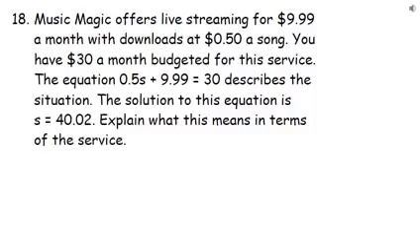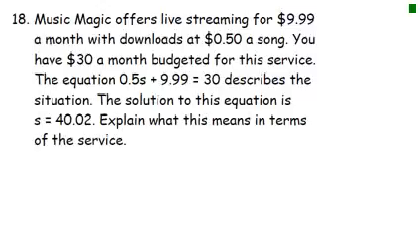Number 18, Music Magic offers live streaming for $9.99 a month with downloads at 50 cents a song. You have $30 a month budgeted for this service. They've already come up with the equation for this. They're saying that the equation 0.5s plus $9.99 equals 30 describes the situation. The solution to this equation is s equals 40.02. So we don't even need to solve it. They've already done that for us.